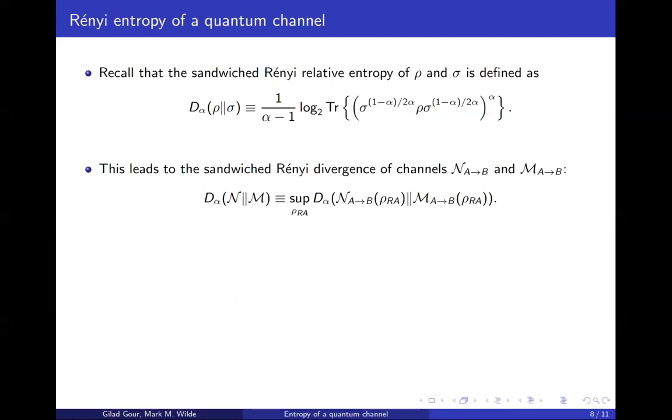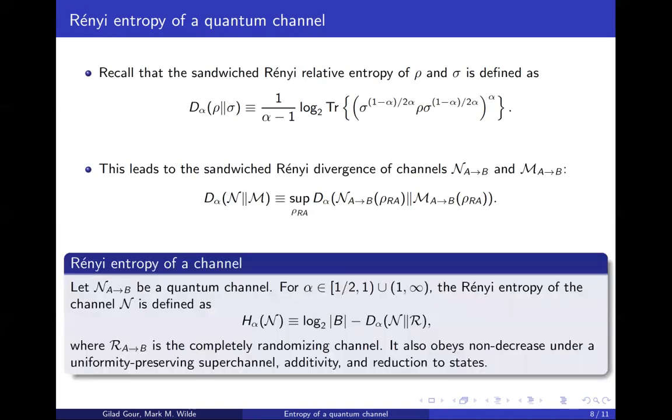This is also a quantity that Milan, Mosonyi, Tom Cooney, and I proposed some years ago. And then we used a similar recipe to define the Renyi entropy of a quantum channel. So again, it's the difference between the log of the dimension of the output and the Renyi sandwiched channel divergence to the completely depolarizing channel. You can check that this definition obeys the same axioms. It does not decrease under the action of a uniformity preserving superchannel. It's additive and it reduces to states.